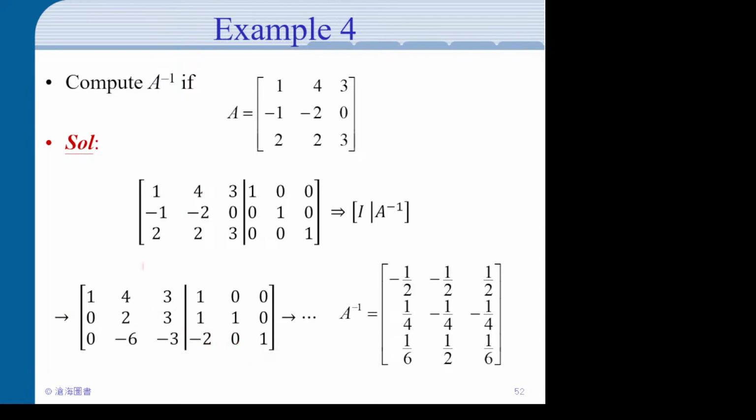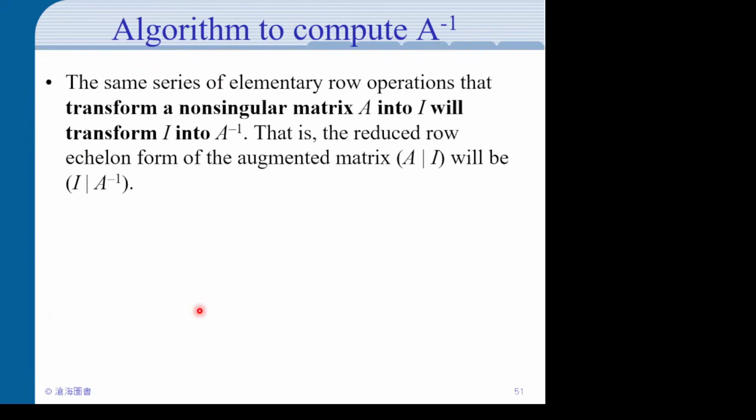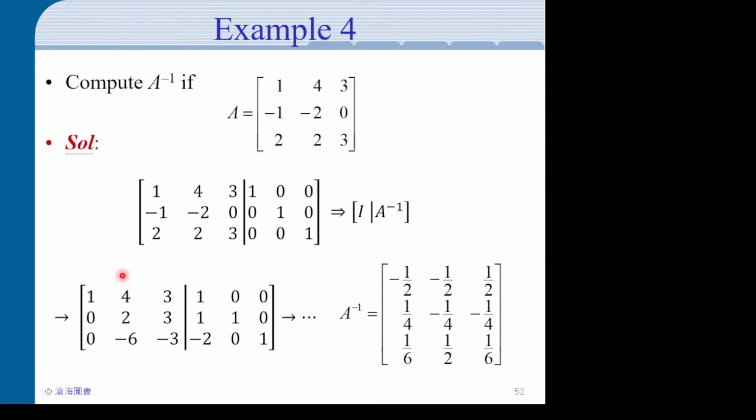So you keep doing row operations until this side becomes the identity. Then for the other side, you can think about it as multiplying all those E_i. All those E_i multiplied on this side make it into the identity, and the other side will just be the product of all those E_i.